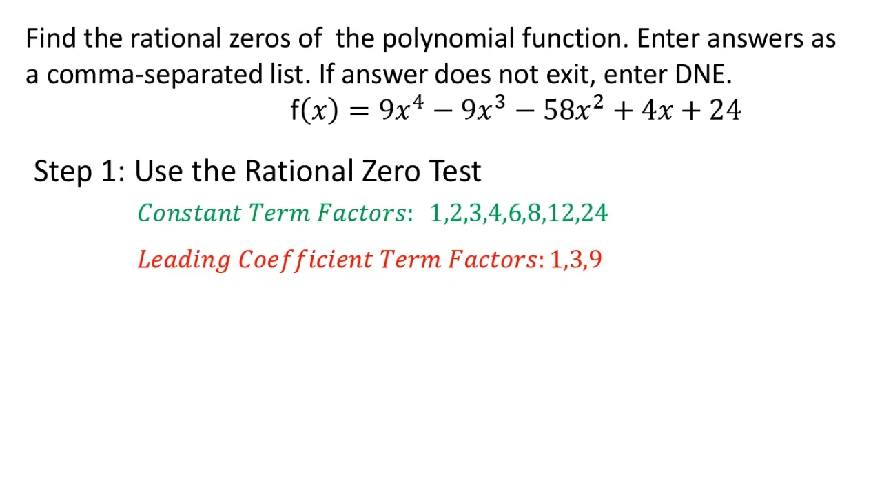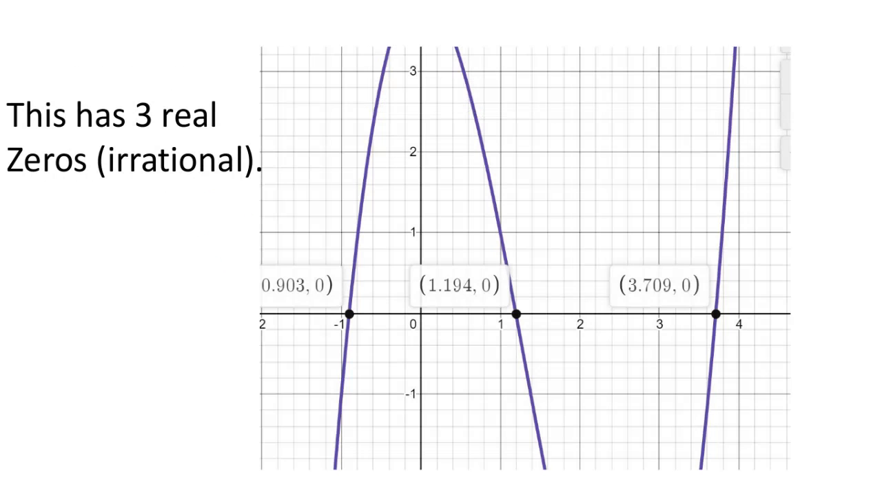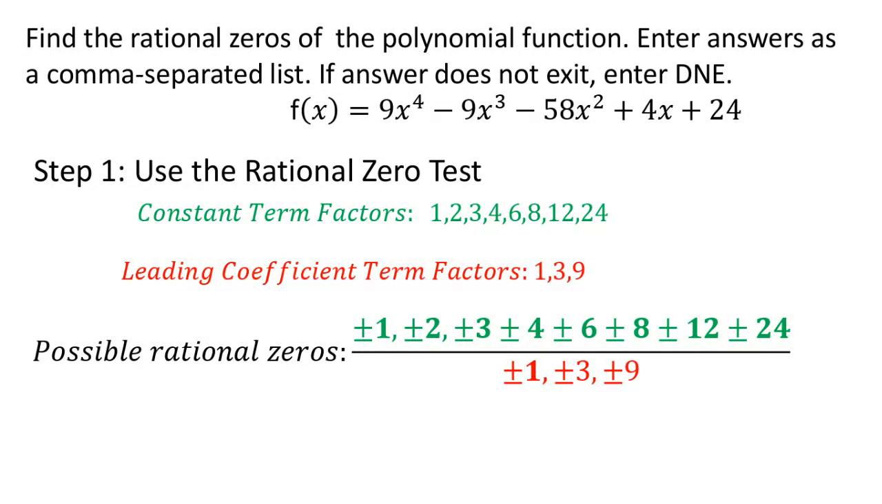So if we put them together, it's going to look something like this, right? We put all the constant terms on the top and all the leading coefficient factors on the denominator. So how do we divide something like this? First, you want to start with the 1. You're going to divide everything in the numerator by 1.